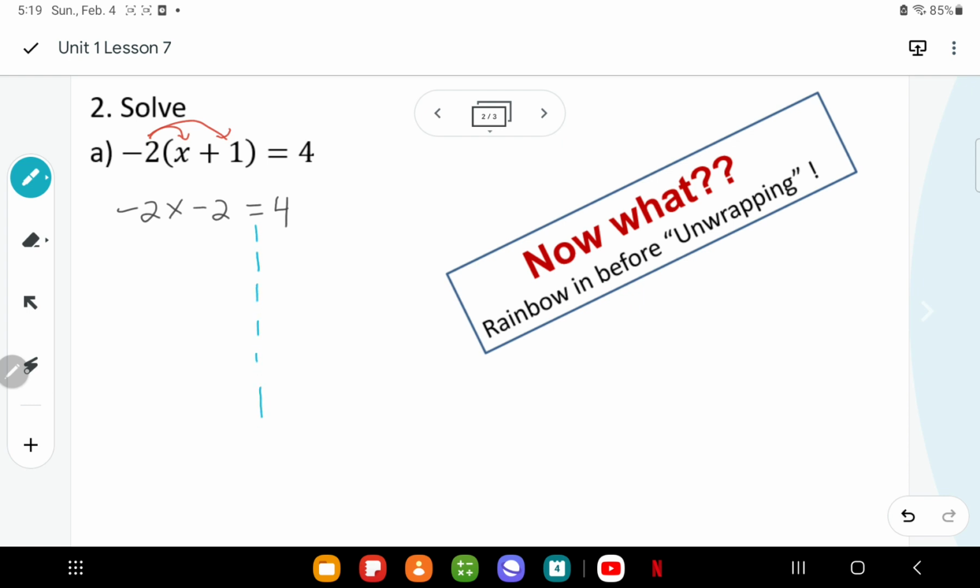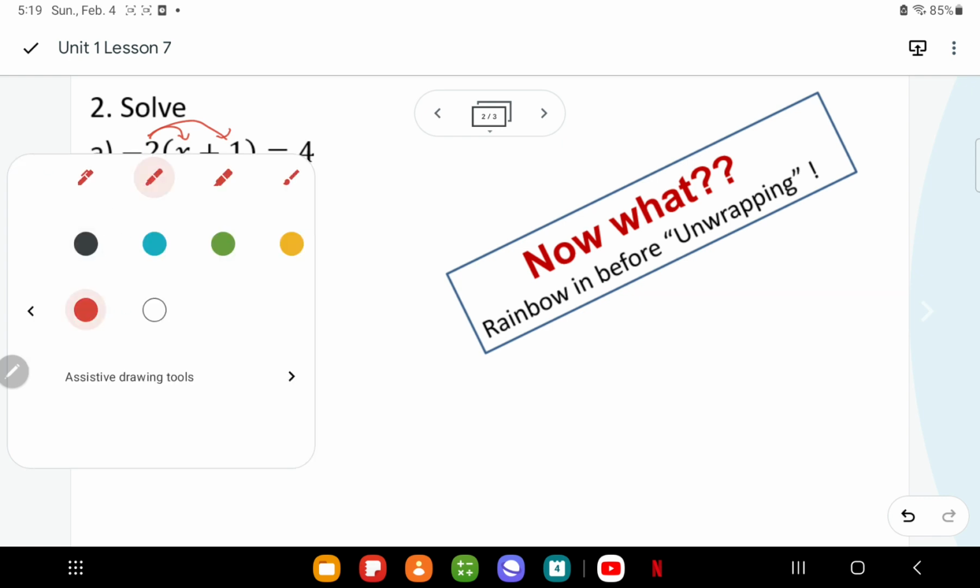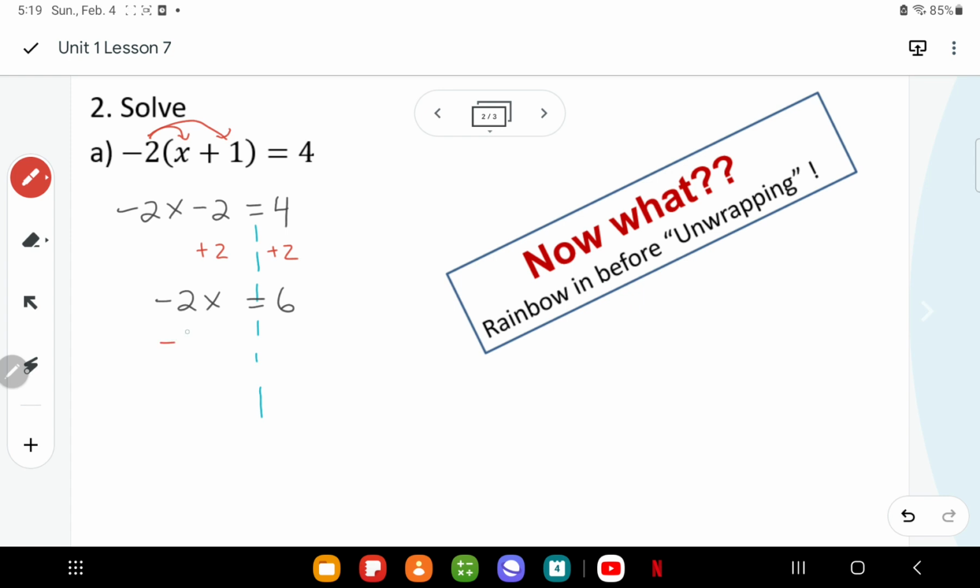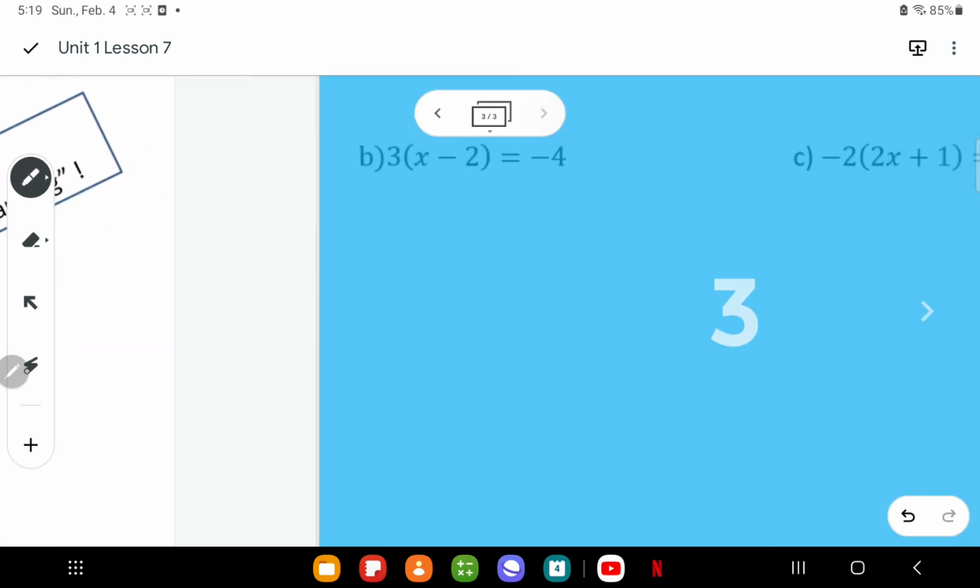I'm going to solve this equation. Our line goes down the middle, and we're going to take a look at what our opposite operations are. So I want to get rid of the -2 first. I'm going to do plus 2 on both sides. So I get -2x equals 6. And then I'm going to divide by -2. And again, fraction sign or division sign, either one of those is fine. So I get x equals -3. Okay, just a couple more examples here.